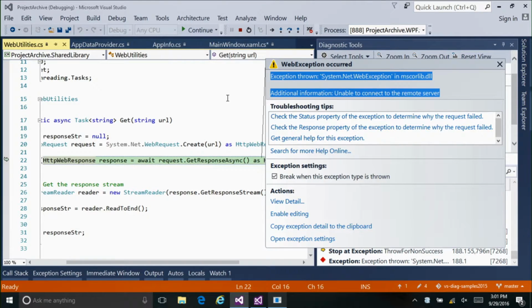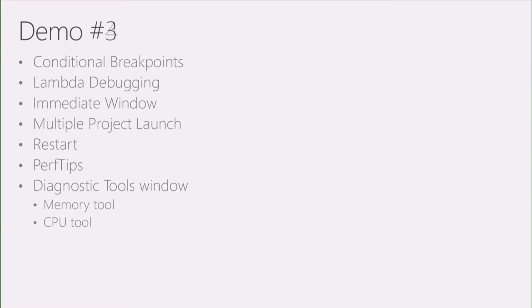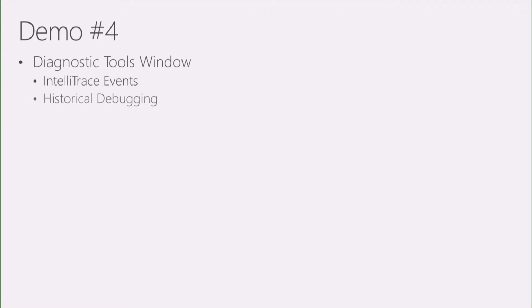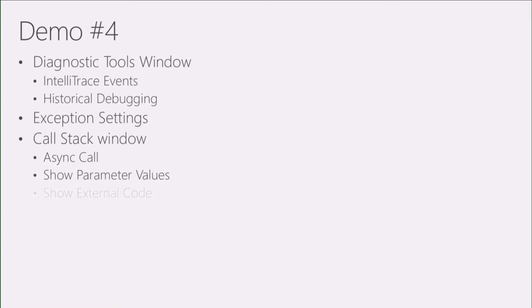Cool. So let's go back to my slides and do a little review. What did we just see? IntelliTrace, exception settings, the call stack window, async calls, parameter values. OK, so I have two more demos to do. We've got about 30 minutes left. I've got plenty of time for questions. Does anyone have a question that they're itching to ask right now?